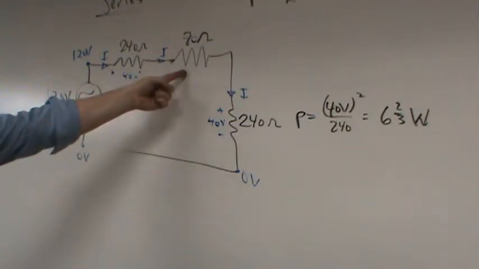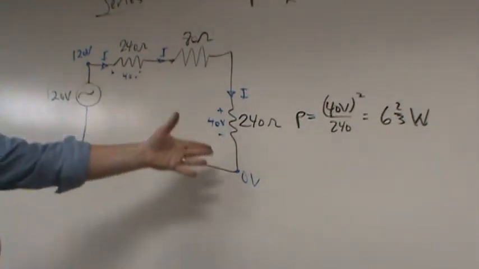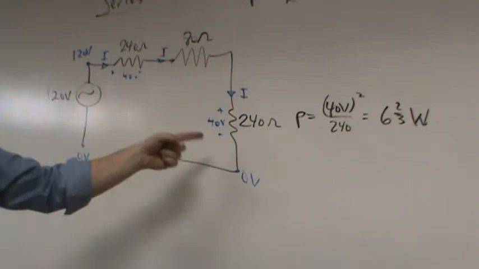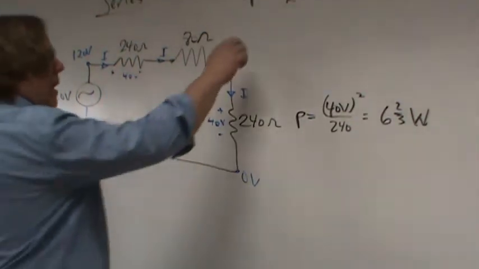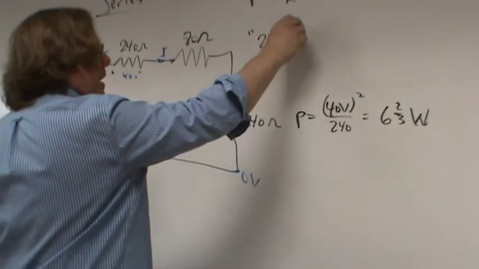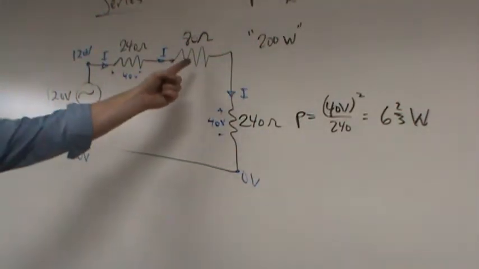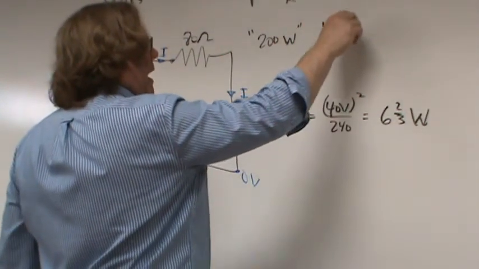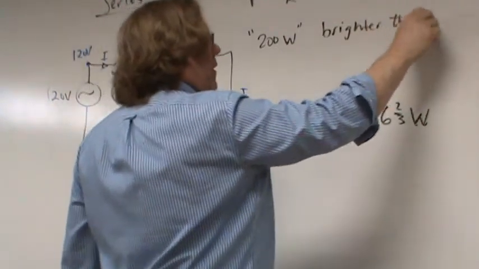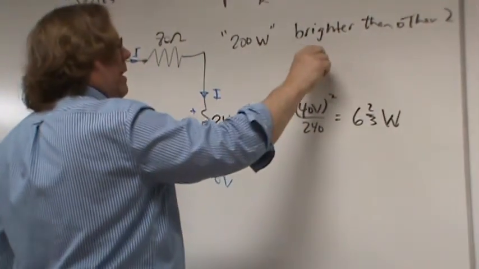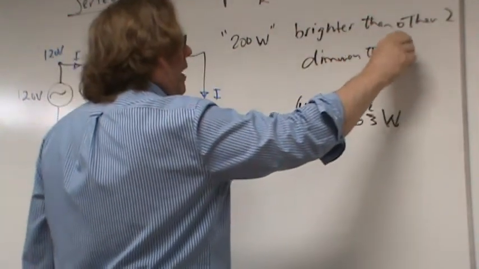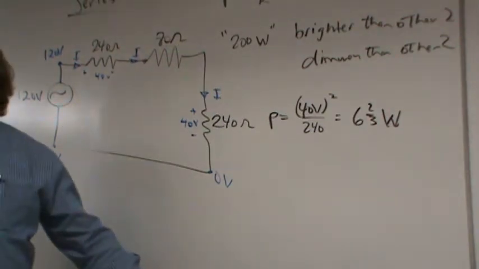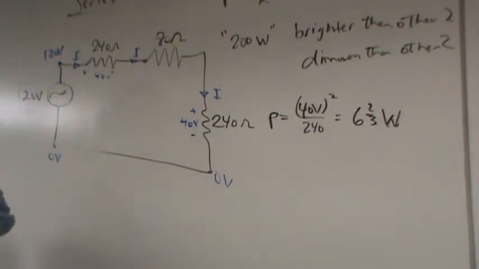Number one, he's obviously going to be dimmer because he doesn't get the full 120 volts. My question is, is he going to be dimmer or brighter than the other two bulbs? This is my "200-watt" bulb, and of course I put that in quotes now, because this is no longer a 200-watt bulb since it's not being attached to 120 volts. But is the 200-watt bulb going to be brighter than the other two, or is it going to be dimmer than the other two bulbs? Which is it? Please think about this for a second. It can't be the same because it's not the same resistance.